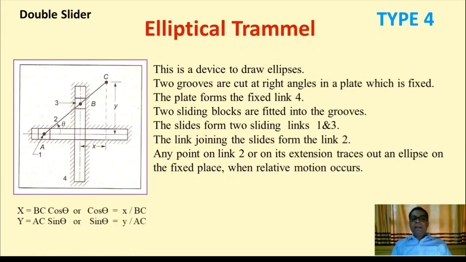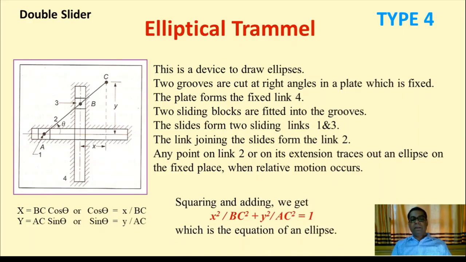So definitely at any instant we get X equal to BC cos theta, or cos theta equals X by BC, and Y equal to AC sin theta, or sin theta equals Y by AC. Now squaring and adding, we get x squared by BC squared plus y squared by AC squared, which is equal to 1, which is the equation of an ellipse.